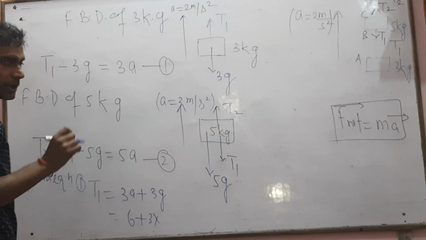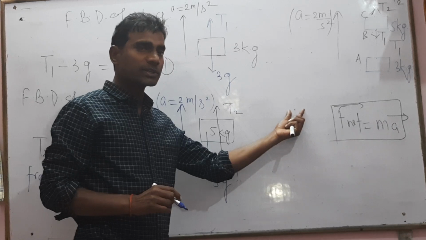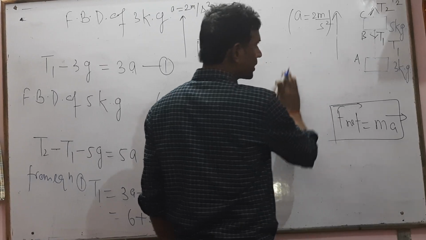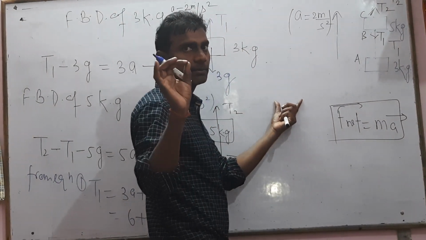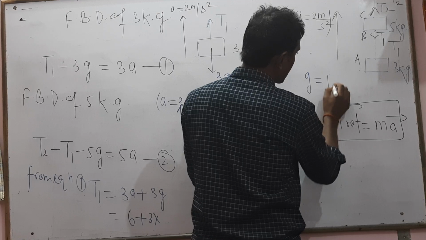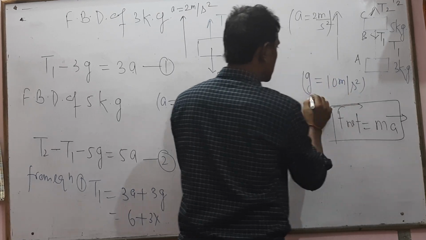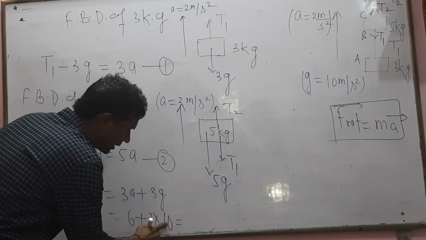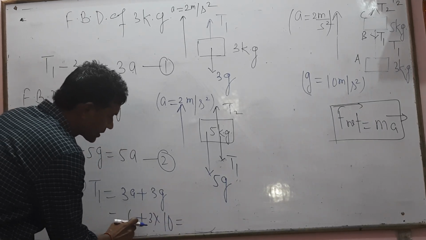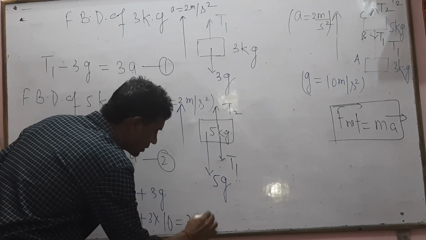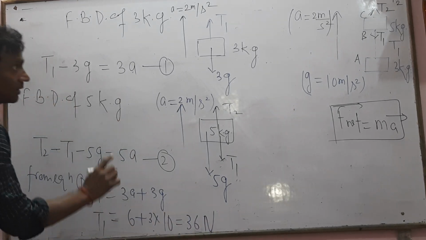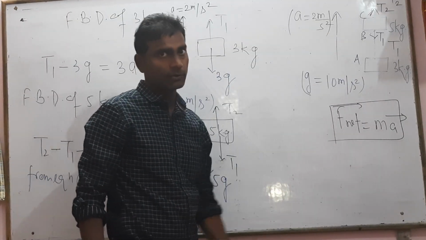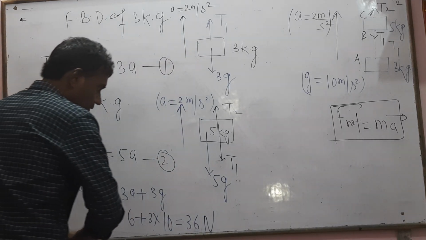G equals 9.8, but for easy calculation we are putting the value of G equal to 10 meters per second square. So not assuming 9.8, we are assuming 10 meters per second square. In place of G, put 10, so 10 into 3 equal to 30. 30 plus 6 equal to 36. So 36 Newton is the tension acting upward for the 3 kg block and downward for the 5 kg block. So tension T1 equal to 36 Newton.